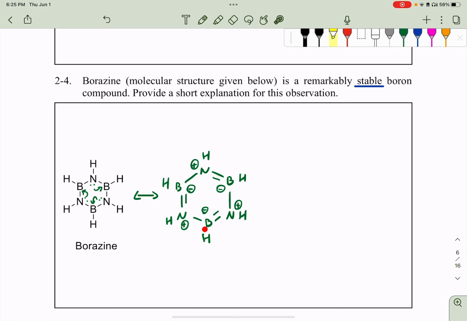Now, after you draw this resonance structure, you'll figure out, oh, this looks really like my benzene. It's a 6-member ring. We have 6 pi electrons. It is planar. So this is an aromatic compound. You see, you don't have to write an essay here to rationalize what you have in your mind. Just think it through and write down the necessary information only.